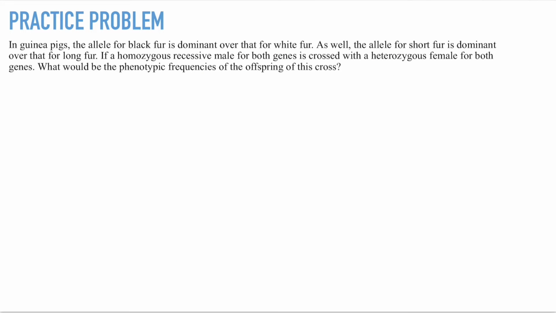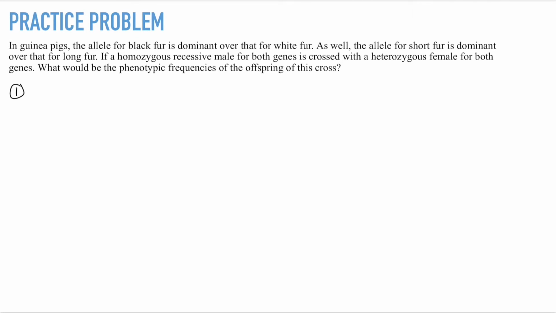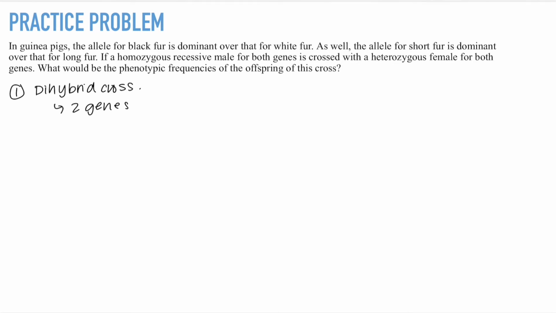Alright, let's go ahead and do a practice problem using those 6 steps. So the first step is to figure out what type of question this is. In this case, we have a dihybrid cross. And we simply know that because we are dealing with 2 genes, one for fur color and another for fur length. Does this affect anything? The answer is no, not really. Because this is a dihybrid cross, we simply know that we will be dealing with 2 genes in our answer.